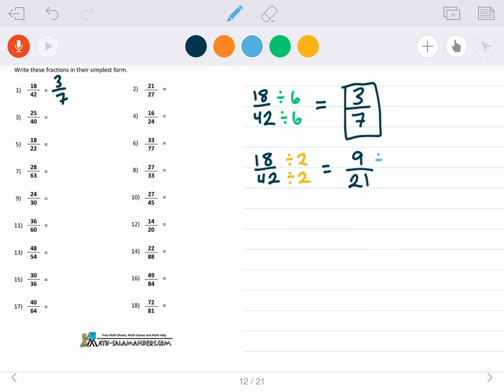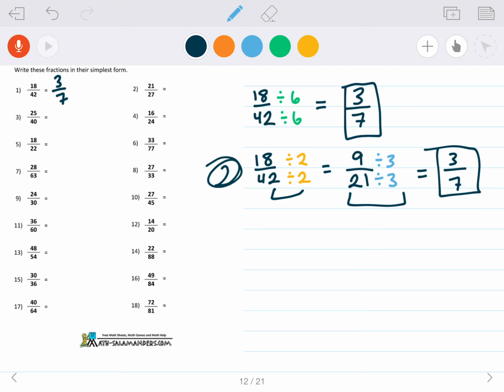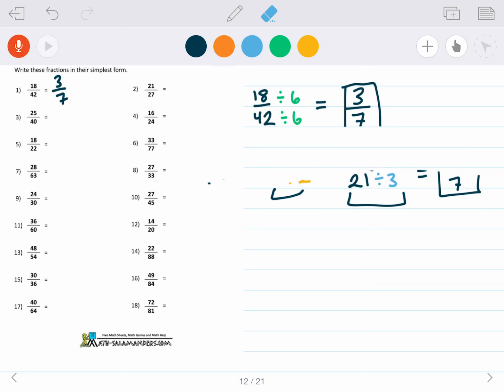So we would go again. We would divide 9 over 21 by 3 over 3. And 9 divided by 3 on top gives us 3. 21 divided by 3 on bottom gives us 7. So we end up getting the same answer no matter where we start. We just had more steps in the second instance because we didn't divide by the highest number that they could be divided by. All right, let's do some more examples.